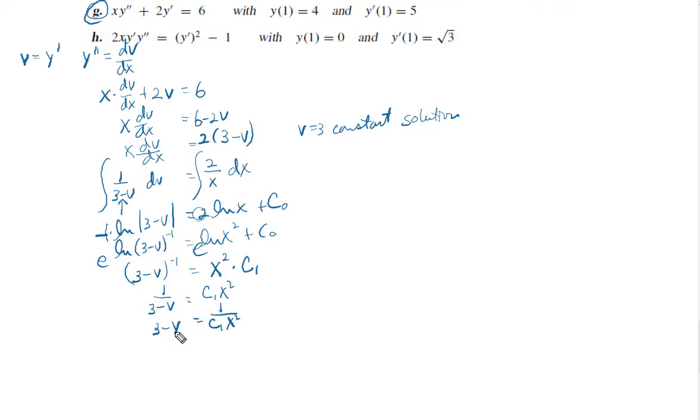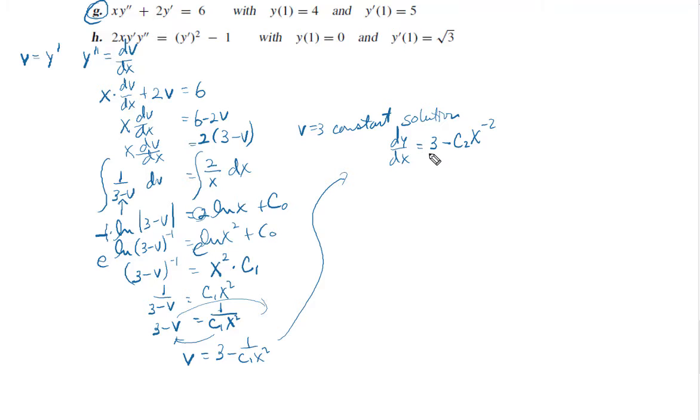And so we can solve for v by moving the v over to the right side, moving this stuff over to the left side, and we'll have v equals 3 minus 1 over c1 x squared. Now we will undo our substitution, and we'll have dy/dx equals 3 minus, now the 1 over c1 we'll call c2, and then x to the negative 2 for the 1 over x squared.